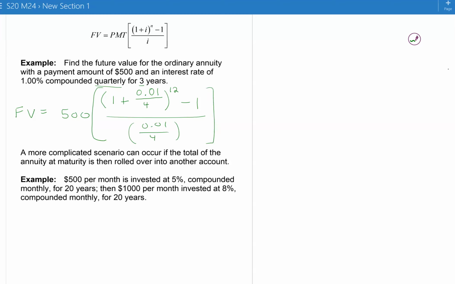And then with some calculator magic, you should get $6,083.19.